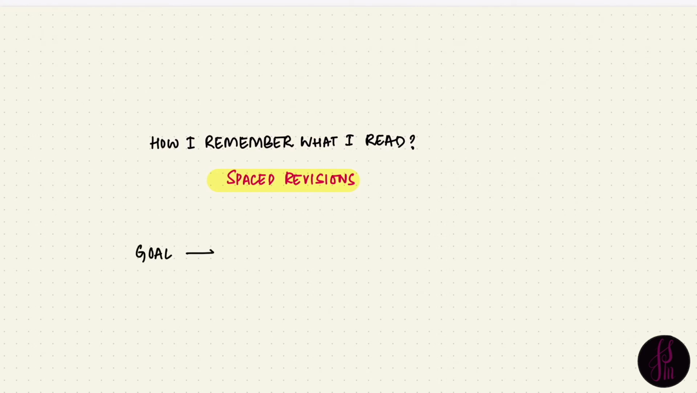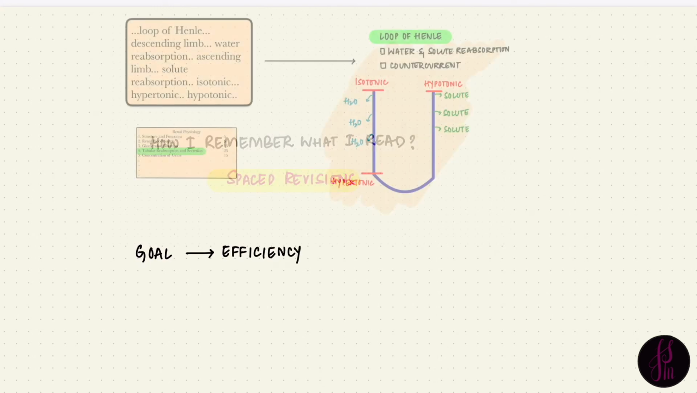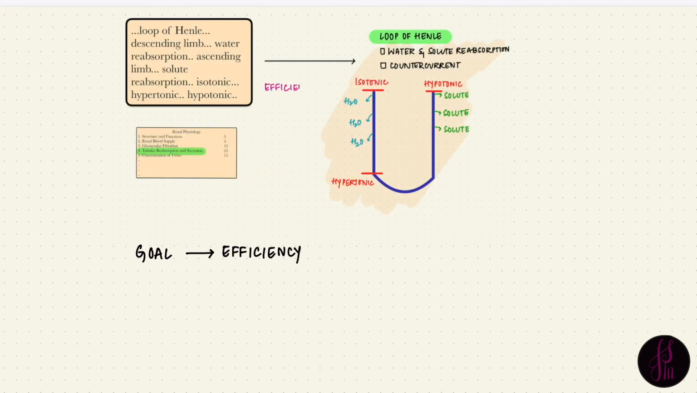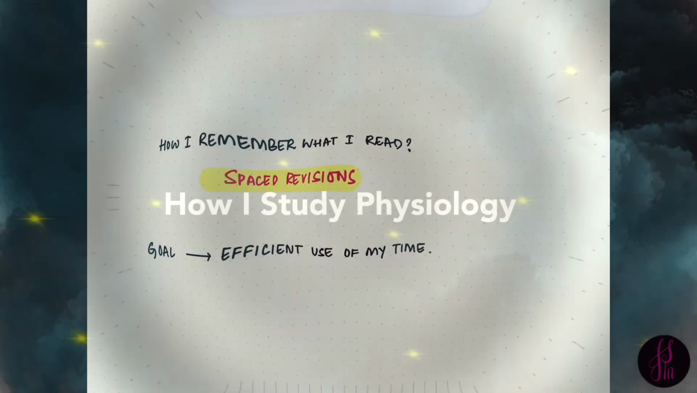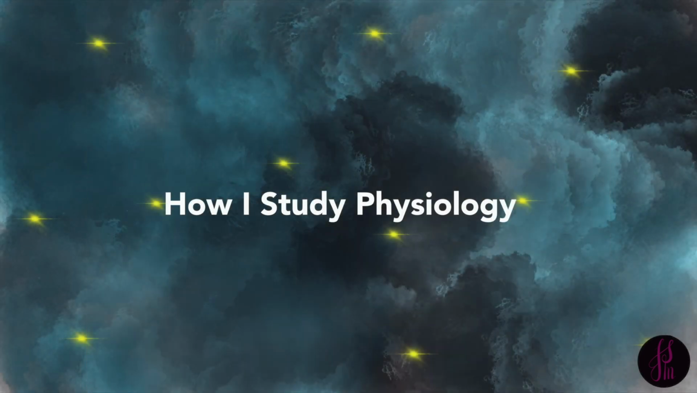The goal of all of this is to make this process as efficient as I can. I invest most of my time on step 3 so that what I've studied over maybe 2 or 3 hours, I need to be able to revise it in just 15 minutes before an exam. And that's a little bit on how I study physiology, or really my approach to it.